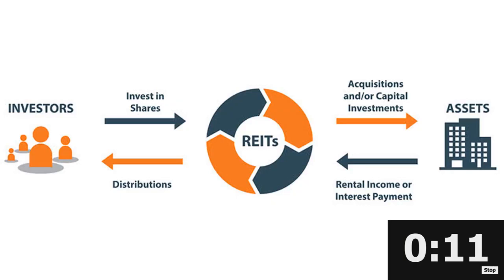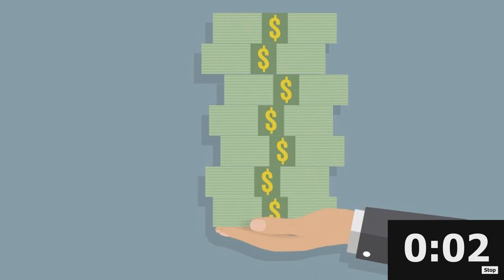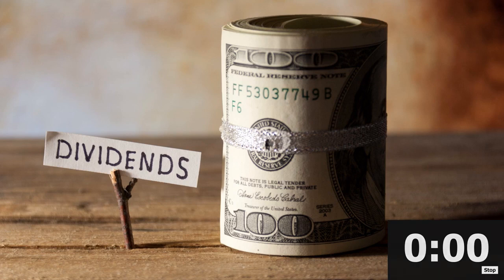It then pays the majority of this income received out to shareholders in the form of distributions, which are pretty much like dividends. A dividend stock is obviously an exchange-traded security that represents ownership of a company. These are usually companies that pay out a percentage of their earnings every year to shareholders in the form of dividends as a form of return on your investment.